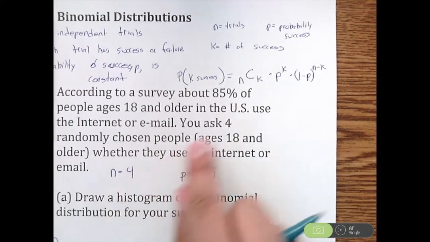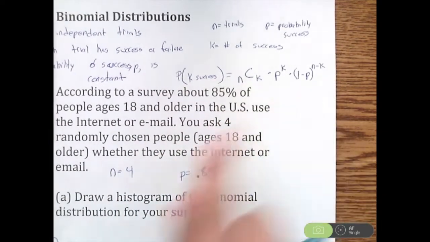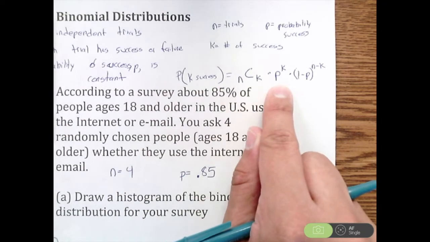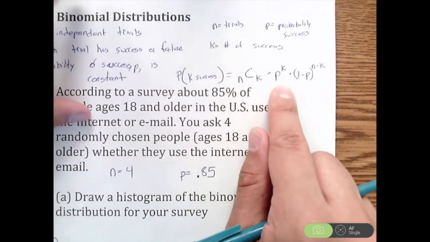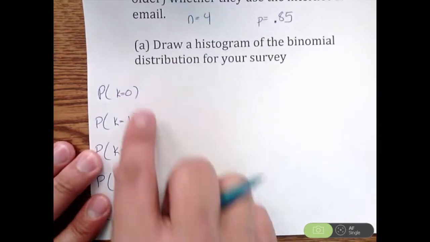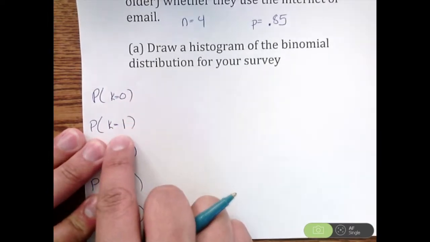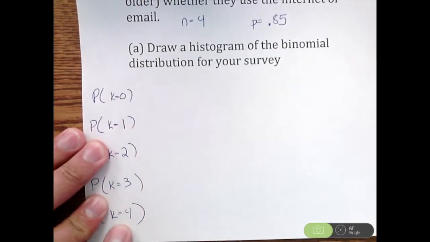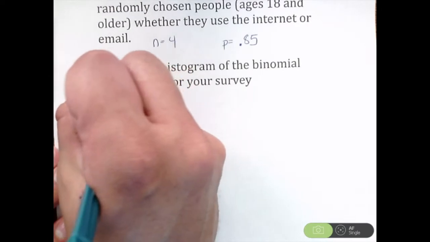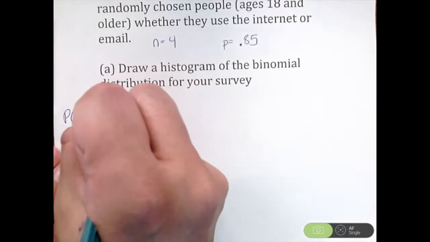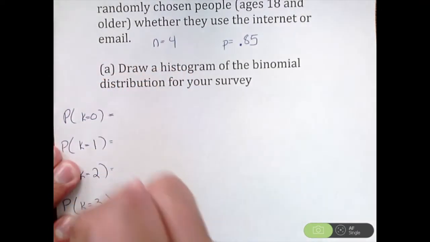We're going to plug in n for each of the pieces for n. We're going to plug in 0.85, sorry, for p, and our k is going to change for each one. So we're going to start with k being 0, then k equals 1, k equals 2, k equals 3, k equals 4. I'm going to write out what this looks like by formula, and then I'm going to show you how to plug it into a calculator.